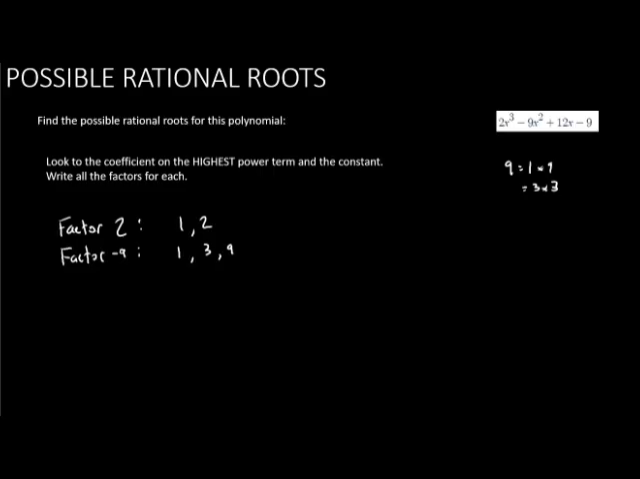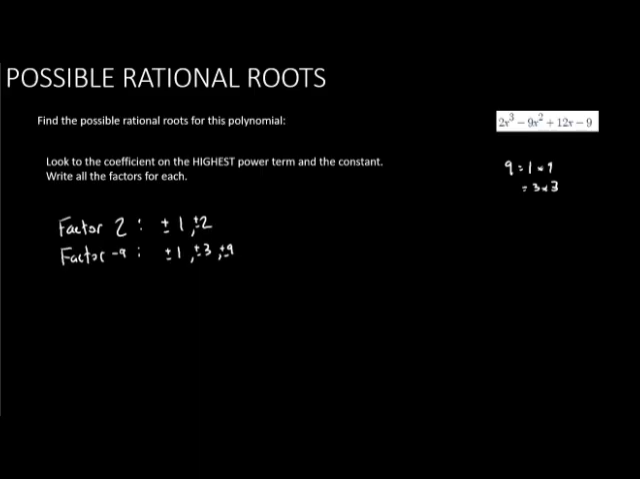However, those factors could also be negative or positive, so we must include, for all of our factors, that they could be negative or positive. So it's not enough to write 1 and 2 for your factors of 2. We must include +1, -1, +2, and -2. The same for our factors of -9.